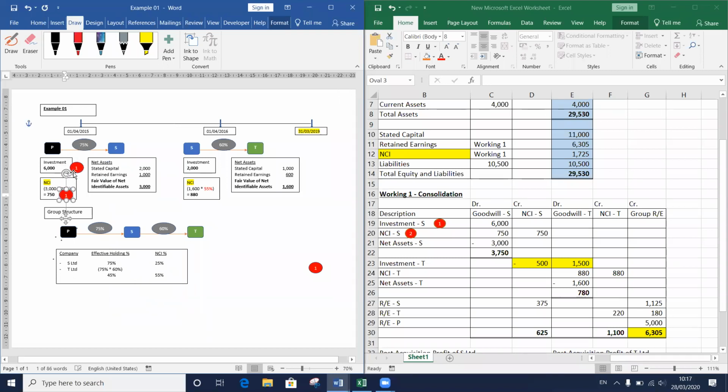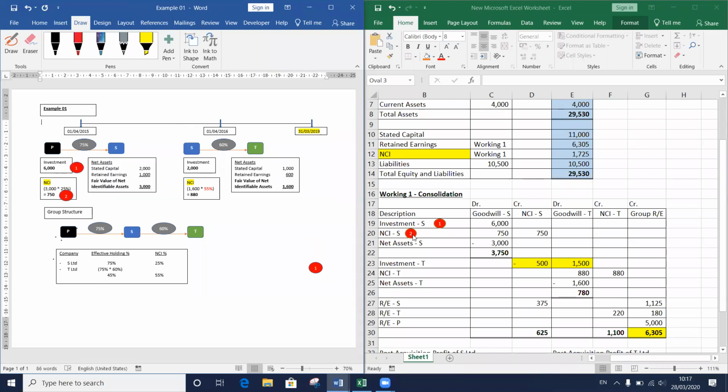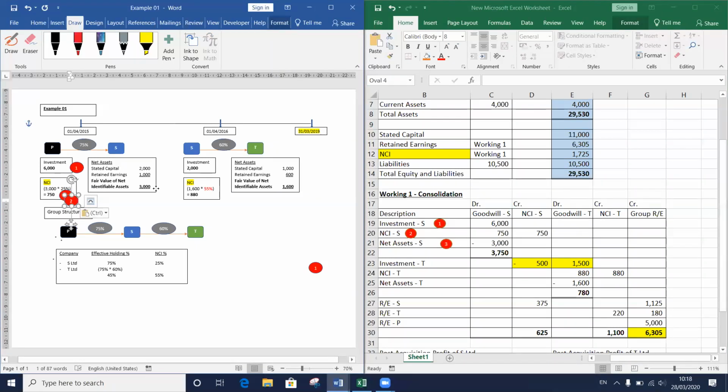මෙන්න මේ 750 තමයි ඔයාලගෙන් තියෙන්නේ. Right? Then third the net assets amount. මෙන්න මේ net assets amount of S. This is what we have considered at third. මේ 3000 ගත්තේ from where? This amount, right? This 3000.